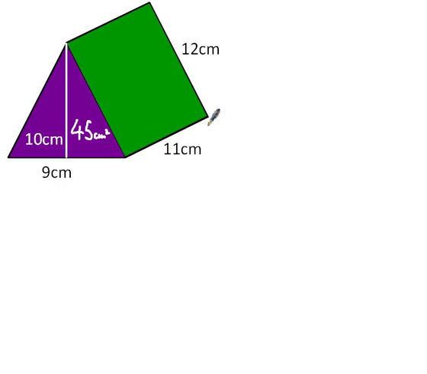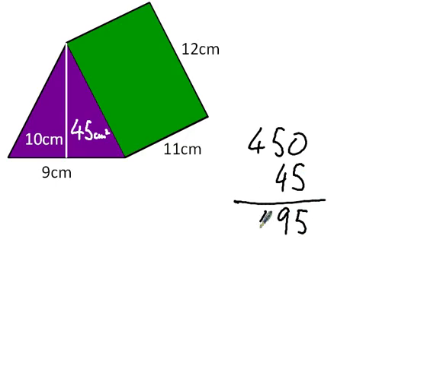So an easy way to do that in your head is to do 45 times 10, which is 450, and then add on one extra lot of 45, so that's 495 cubic centimeters.